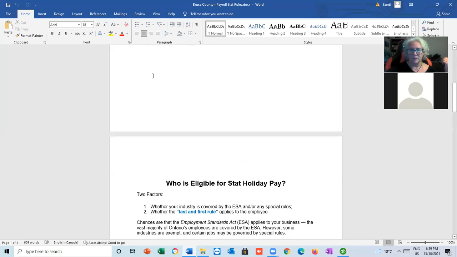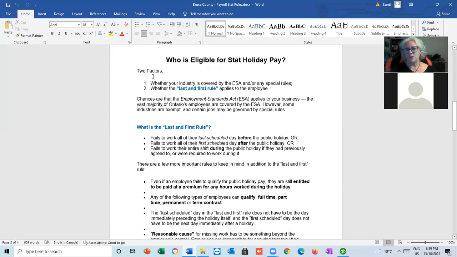So I'm just going to move down here a little bit. When it comes to stat holiday pay, we have to decide and discern who is eligible. So for most businesses, there's two factors: whether you are covered by the ESA, which is the Employment Standards Act, and whether you use the last and first rule, which applies to employees. So let's get into that for a little bit. Again, for most industries, we are covered by the ESA, Employment Standards Act, and therefore we have to follow the rules.